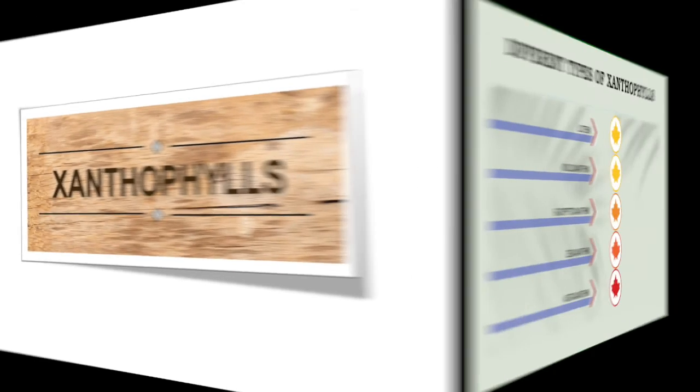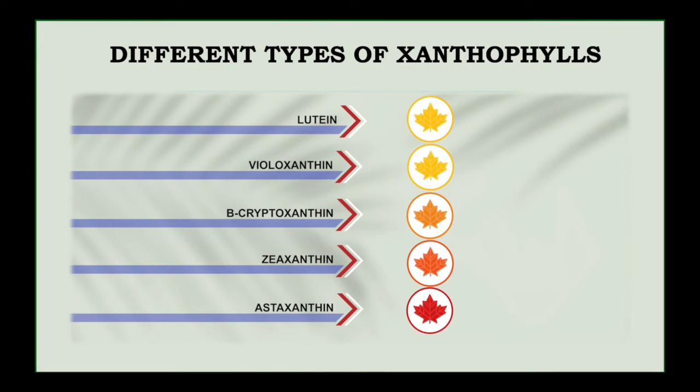Xanthophylls. Now let us talk about different types of xanthophyll. Actually, xanthophyll includes lutein, which is yellow in color. Apart from that, there is violaxanthin, which is yellow in color, beta cryptoxanthin, which is orange in color, zeaxanthin, which is yellow-orange in color, and astaxanthin, which is red in color. In fact, these particular pigments have more or less the same pattern of red or reddish yellow in color.